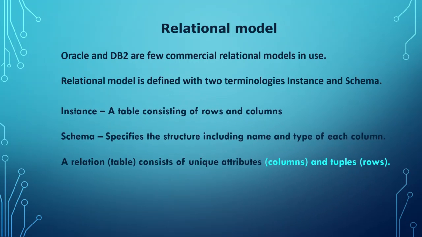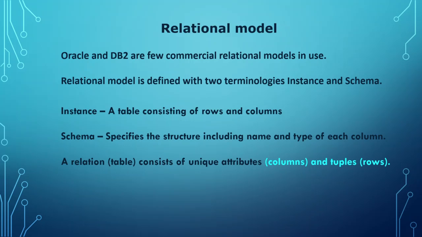Instance is nothing but a table consisting of rows and columns. We know that when we see a table, a single column will not make a table, or a single square will not make a table. If you want to call it a table, it should have rows and columns. So instance means a table which consists of rows and columns.